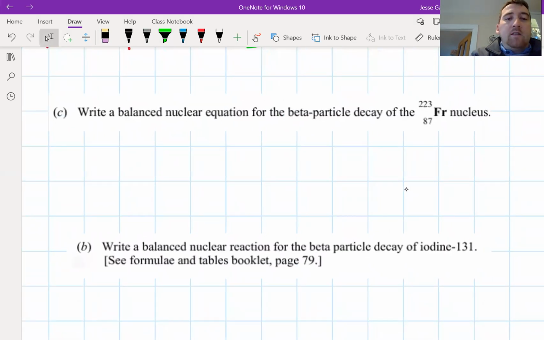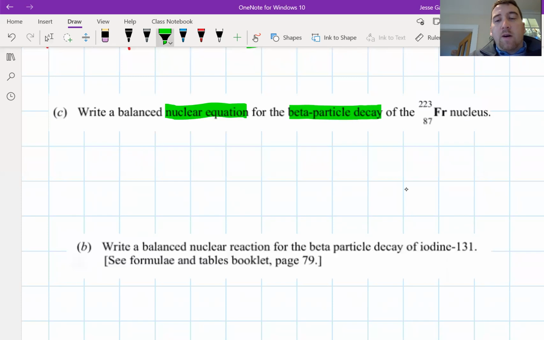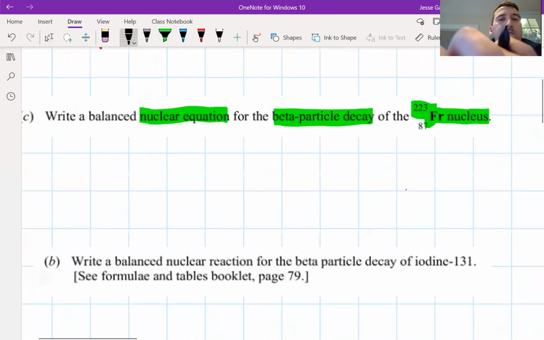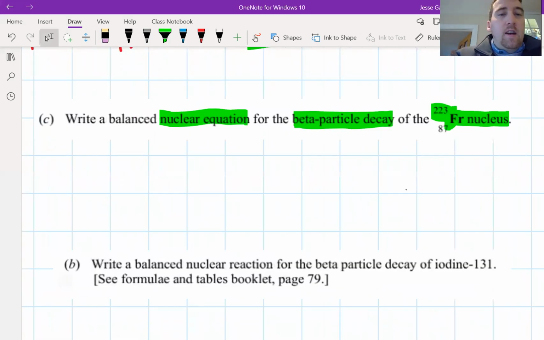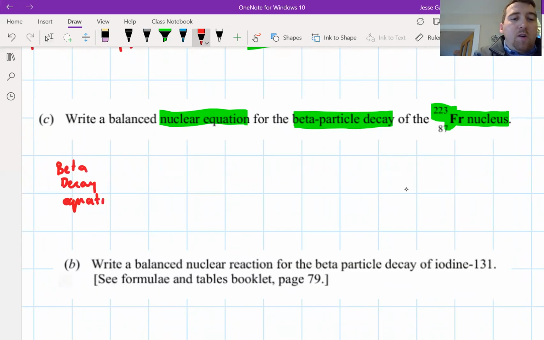Write a balanced nuclear equation for the beta particle decay of the francium-223 nucleus. Okay, so we're asked about beta decay. So again, we must know what happens during beta decay. All right, so I'm going to help you lay this out. This is a beta decay equation. This is what we're doing, beta decay equation. And again, if you don't remember these, it might be worth your while to go back and have a quick look over the video that we did on them.